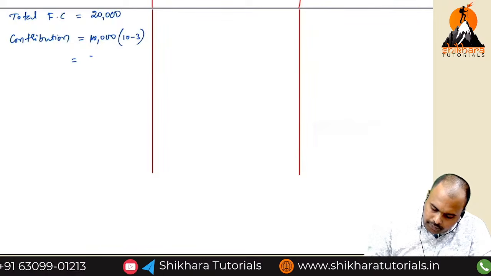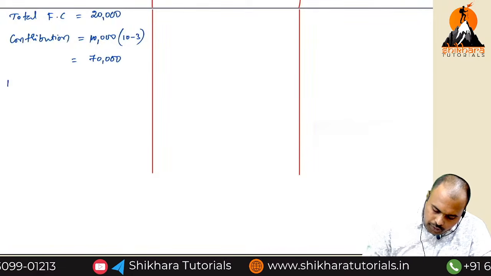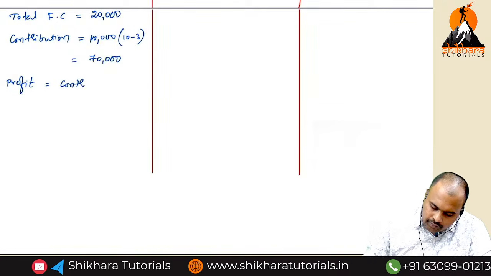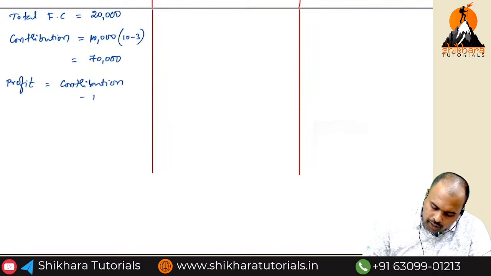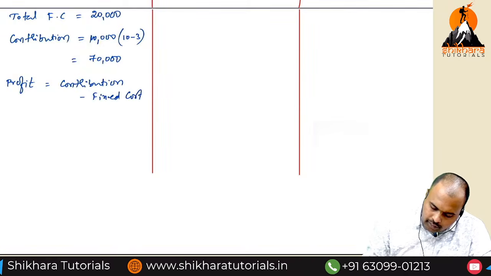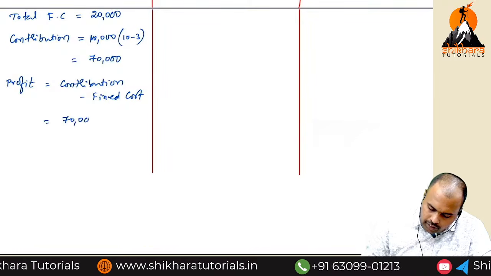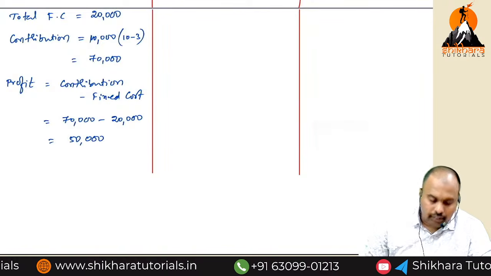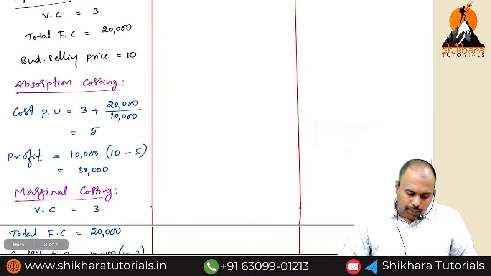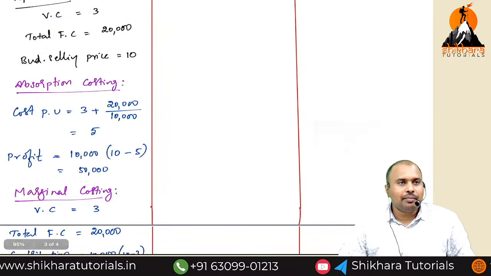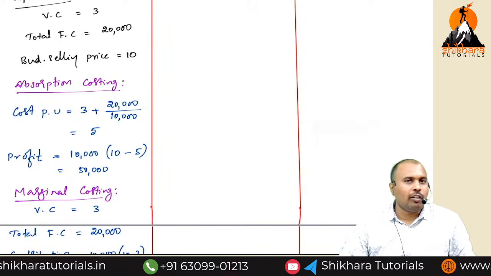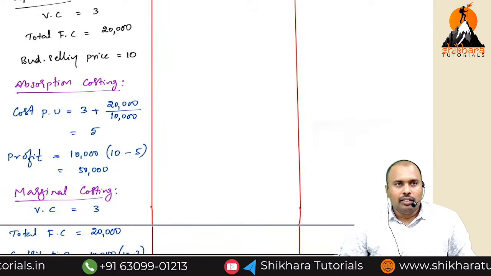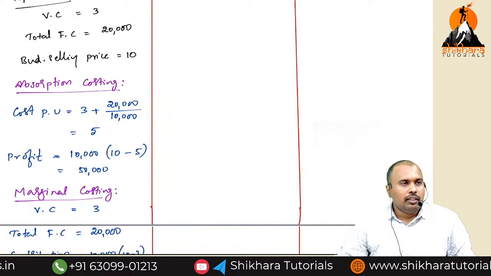That is equal to how much? 70,000. What is the formula for profit? Contribution minus fixed cost. This is the formula under marginal costing, which is equal to 70,000 minus 20,000, which is equal to 50,000. Sir, I am getting the same profit under budgets. Either it might be absorption or it might be marginal, profit will be the same. Every time profit will be the same under both absorption and marginal, under budgets.